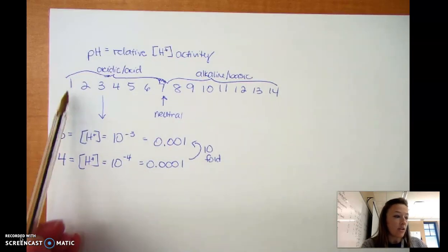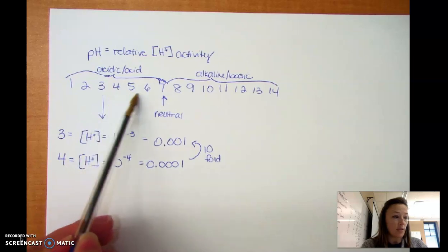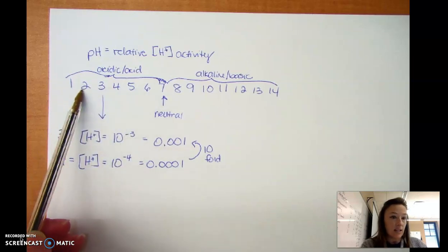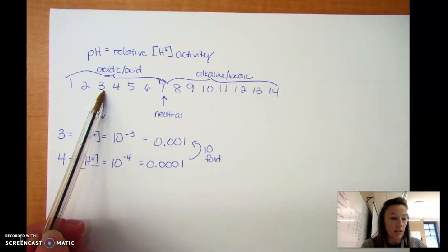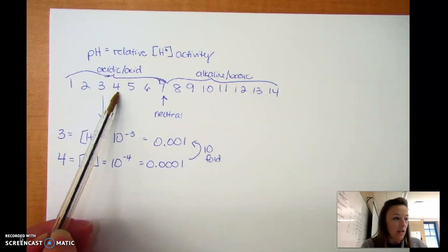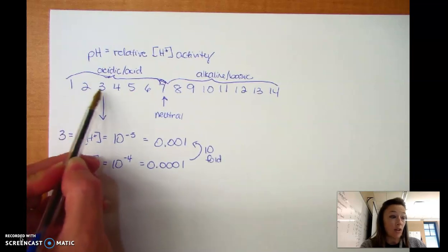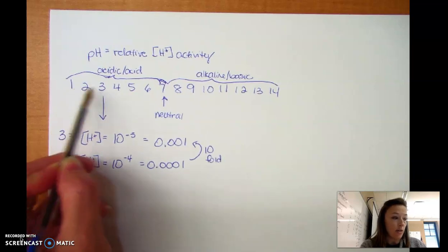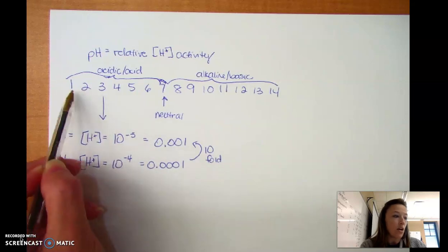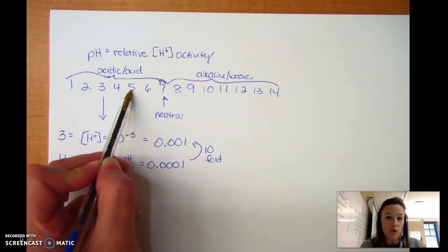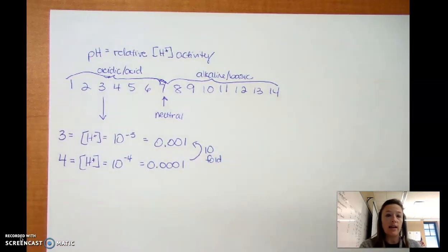So when you go from one to the other, you can't say 10, 20, 30, 40, 50. You have to say 10, and then 10 times 10 is 100, times 10 is 1,000. So if you're going from 1 to 2, that's a difference of tenfold. If you're going from 1 to 3, that's 100-fold. From 1 to 4, that's 1,000-fold. Or 1 to 5 is 10,000-fold. And so again, you're looking at the relative activity.